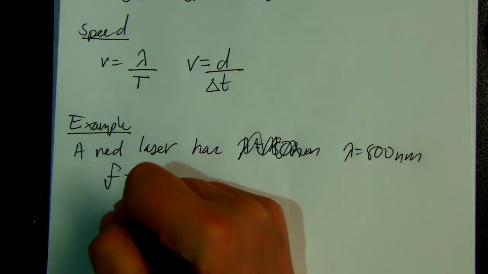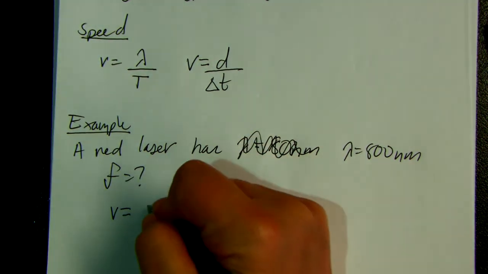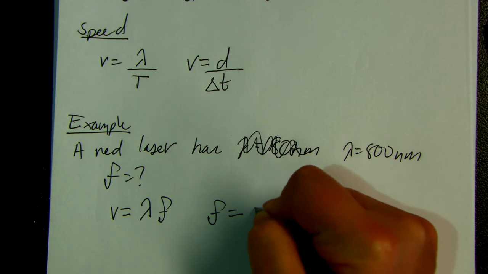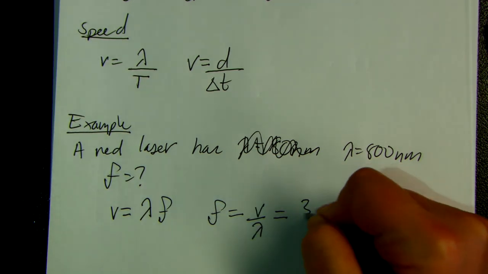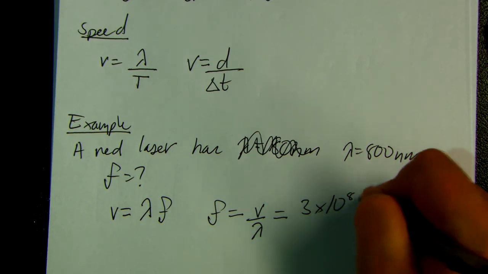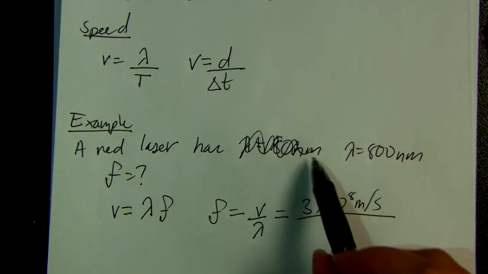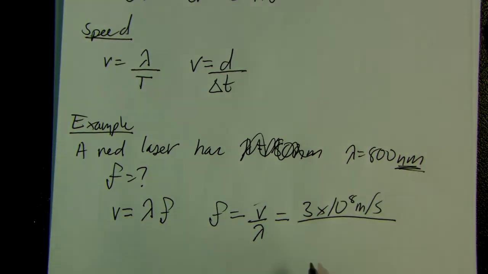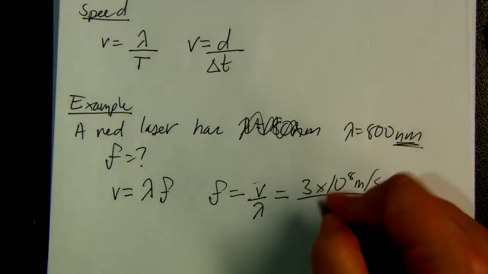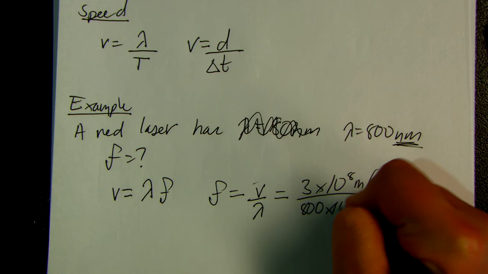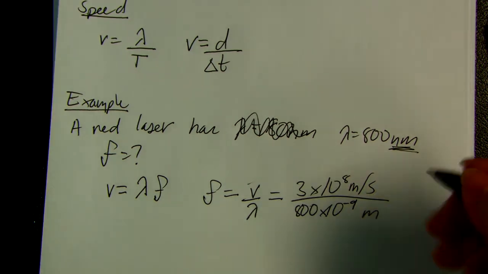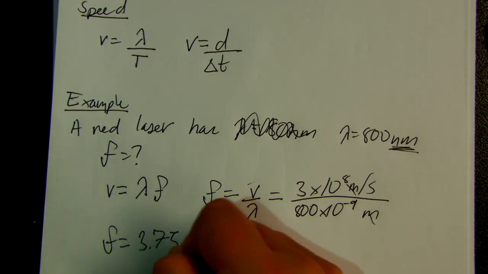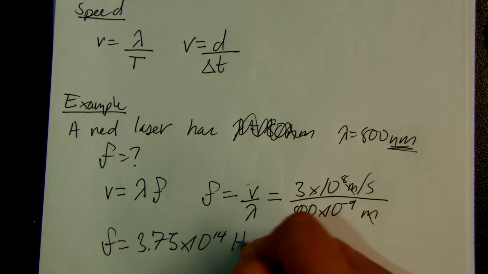So, the velocity, the speed, is equal to lambda times frequency. Frequency is equal to speed over lambda. We know the speed because it's a light wave, 3 times 10 to the 8 meters per second, and we were given the wavelength. Now, wavelengths are often given in nanometers, so you always need to make sure you're doing your unit conversion. So you take 800 times 10 to the minus 9 meters, and so you get a frequency of 3.75 times 10 to the 14 hertz.